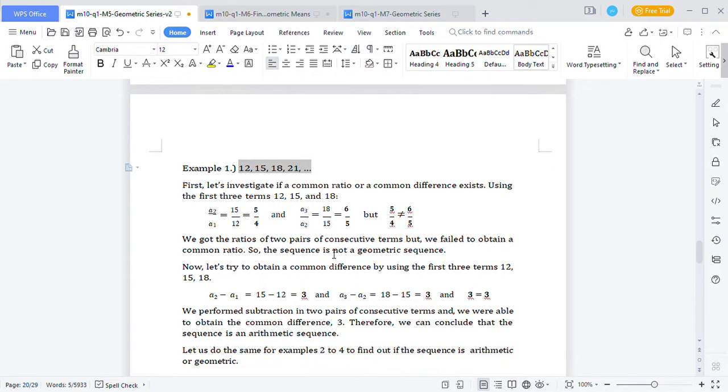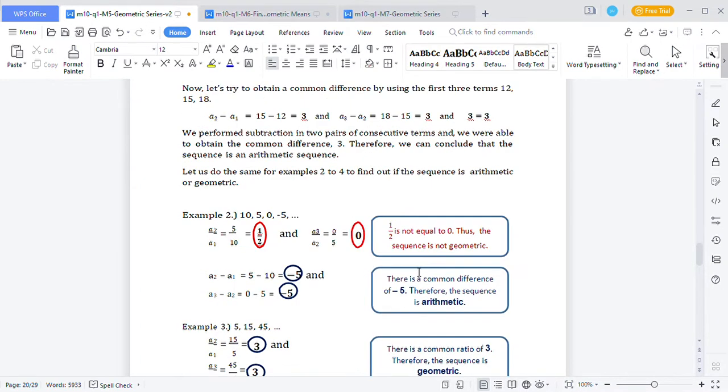So, let's try arithmetic. We subtract: 15 minus 12, we get 3. 18 minus 15, we get 3. And 21 minus 18, we get 3. Since the 3s are all equal, that means this number 1 has a common difference of 3. And that means this is an arithmetic sequence.